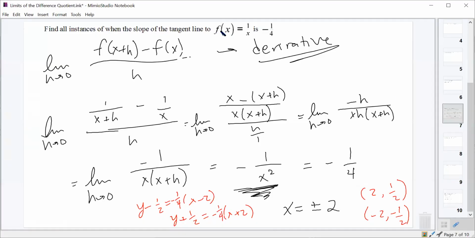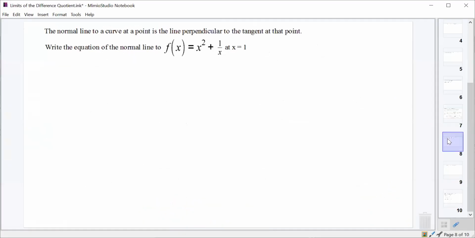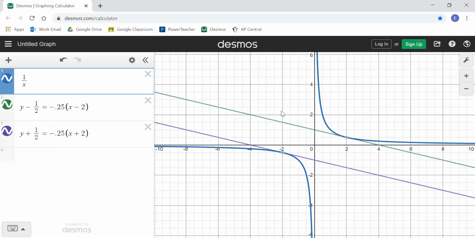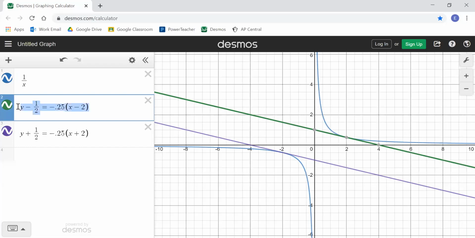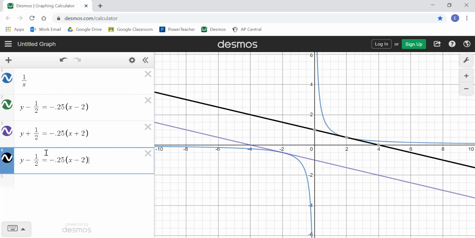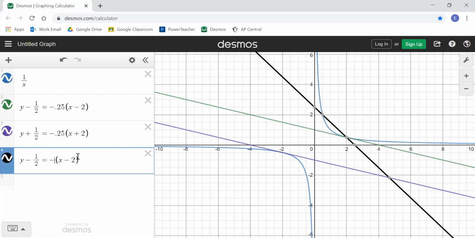All right. So next thing we want to talk very briefly about is what a normal line is. So a normal line is just a line that is perpendicular to the tangent line at some point on a function. So if I was looking at this previous one, the normal line would just be perpendicular at negative 2 or perpendicular at 2, which would make the slope, instead of negative 1/4, what would the slope be if we were perpendicular? 4. Should be 4, right?